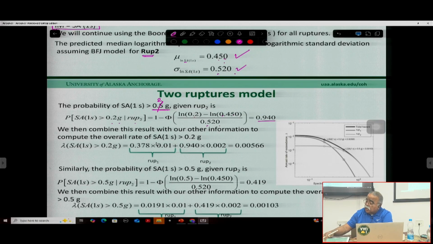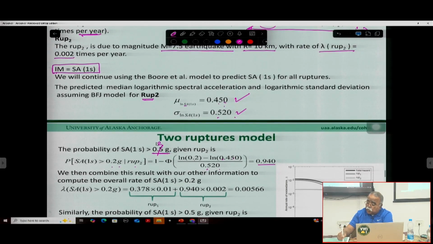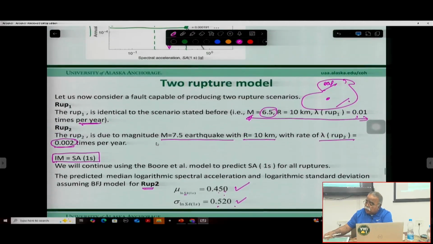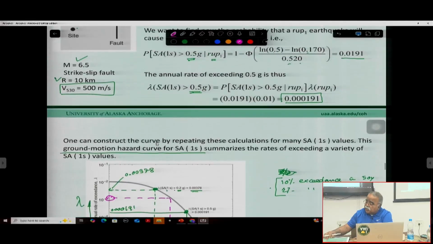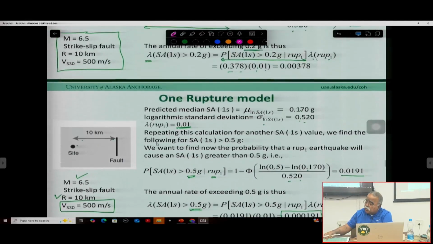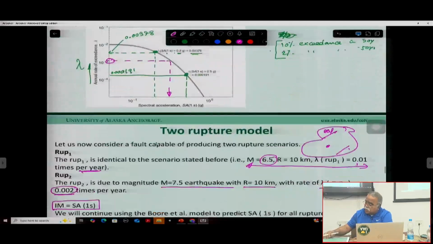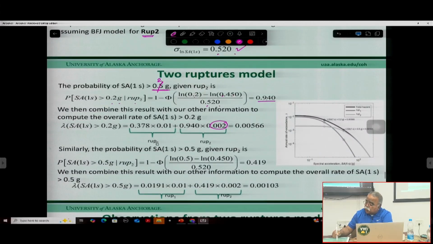This has the lambda value equal to 0.002, so multiply it with 0.002, so that's your 0.940 times 0.002. And for the earlier rupture 1, it was 0.378. So this will be equal to 0.378 times 0.01, so 0.00378. So this is equal to 0.378 times 0.001. So you can calculate this is equal to this much, right?